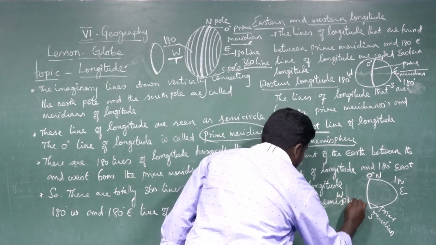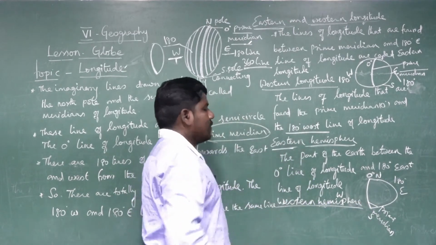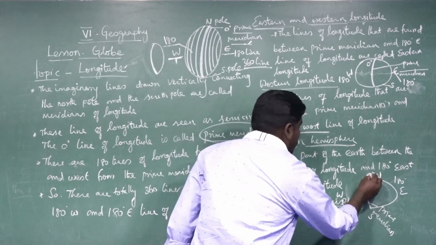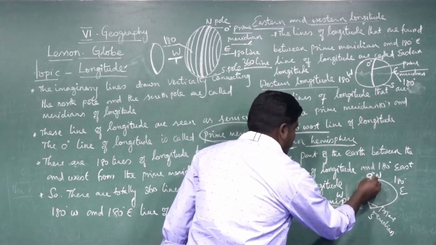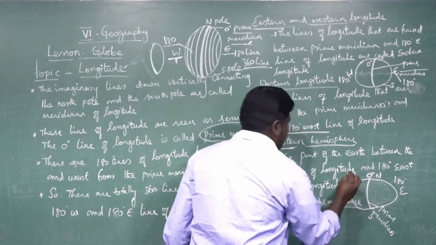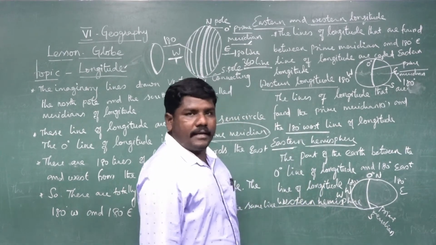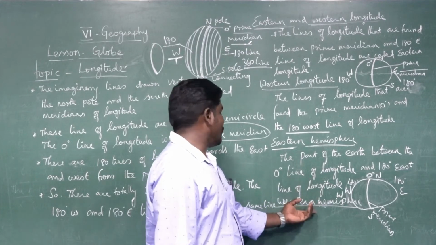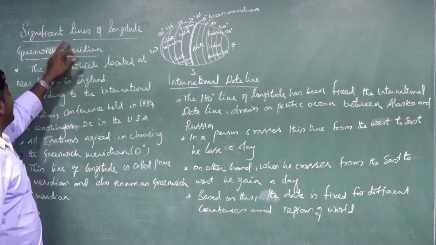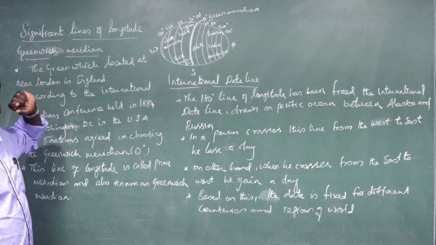Western hemisphere. So what is the western hemisphere? The part of the earth between the 0 line of longitude and 180 degrees west. So these lines are called the western hemisphere. Significant lines of longitude.